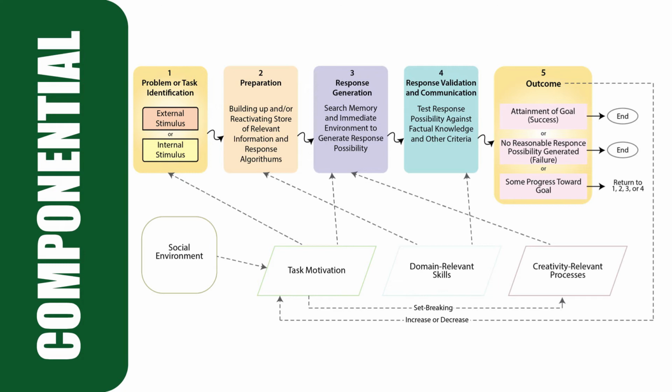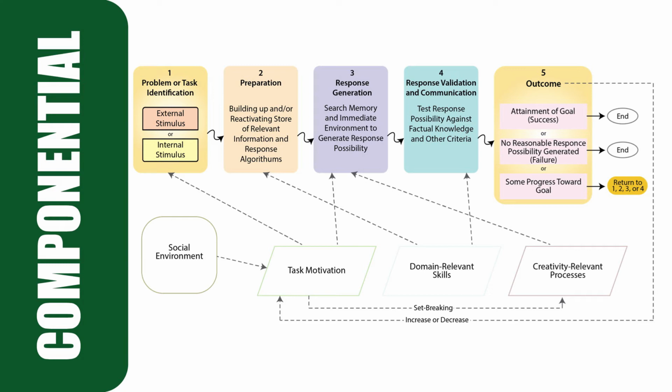And there are 3 ways in which you think about this outcome. 1, you've attained your goal. 2, there's no reasonable response. And 3, you've made some progress. Now, as you can see, if you attain your goal, you end the process. If you have no reasonable response, you end the process. But if you've made some progress, you return to steps 1, 2, 3, or 4, wherever you're at, in kind of developing your next stage or iterating through the process.